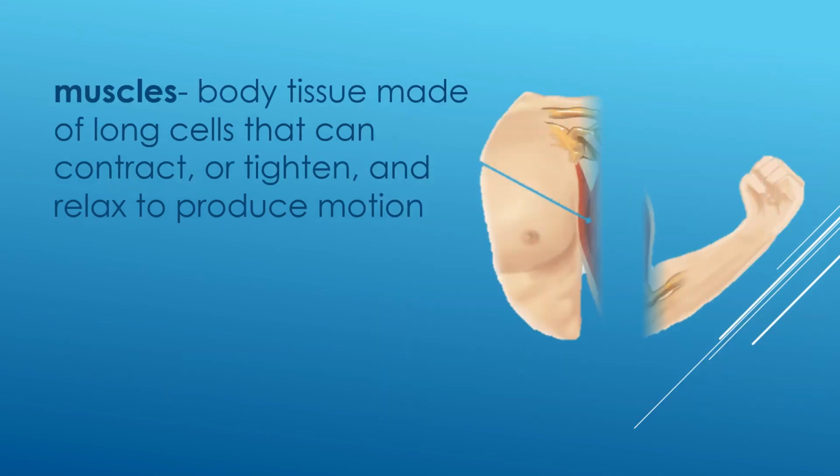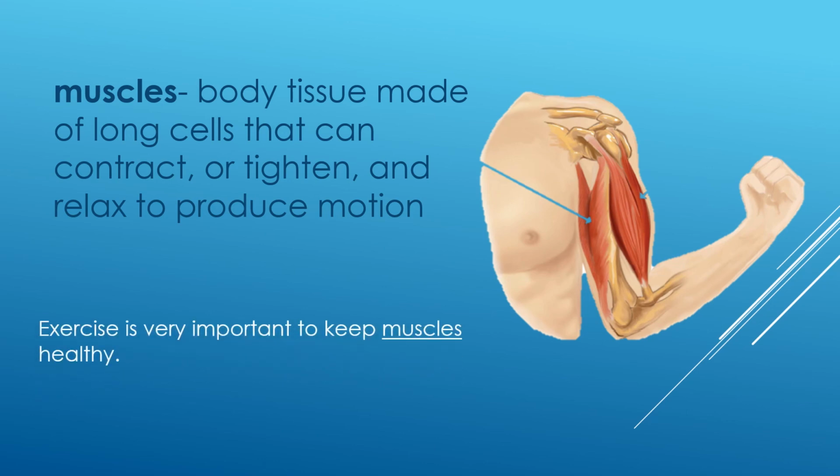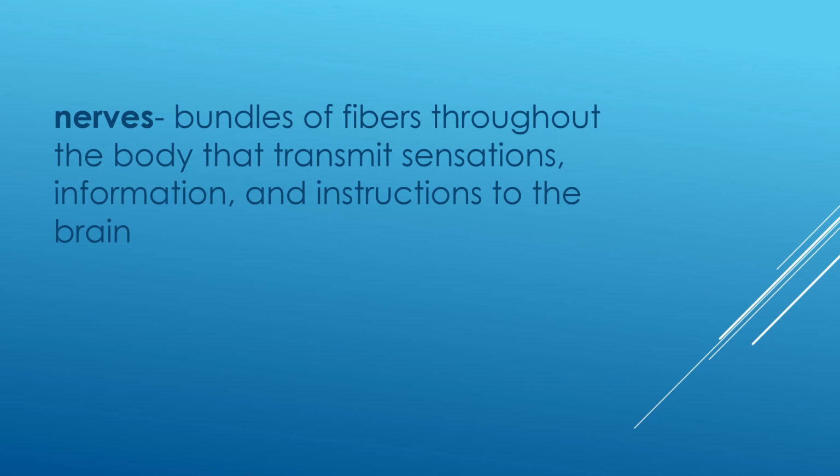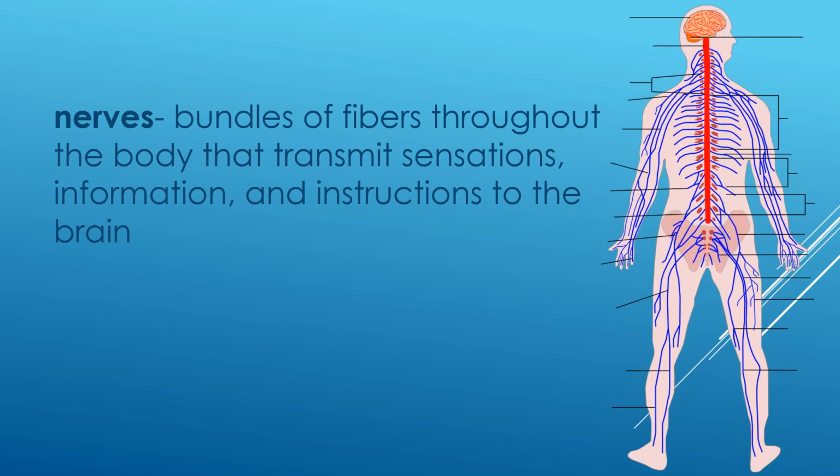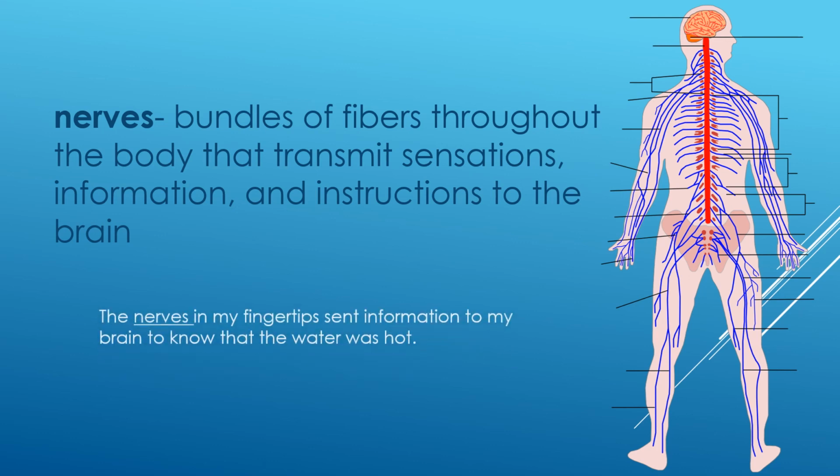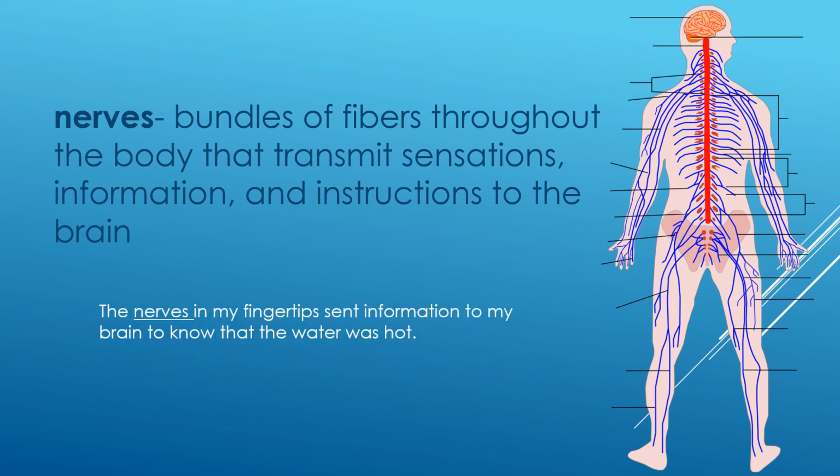Muscles are body tissue made of long cells that can contract or tighten and then relax to produce motion. Exercise is very important to keep muscles healthy. Nerves. Nerves are bundles of fibers throughout the body that transmit sensations, information, and instructions to the brain. Those are all the nerves highlighted in blue there. The nerves in my fingertips sent information to my brain to know that the water was hot.